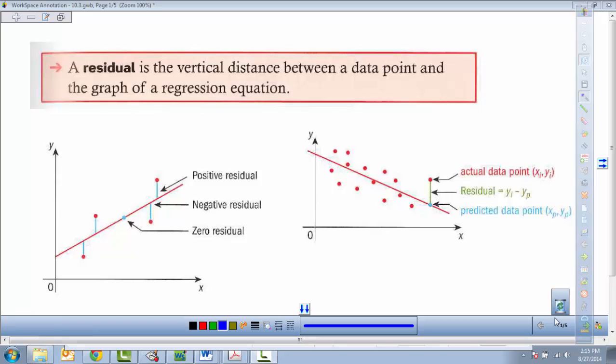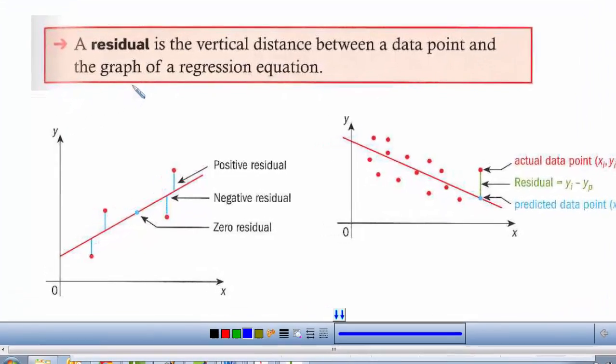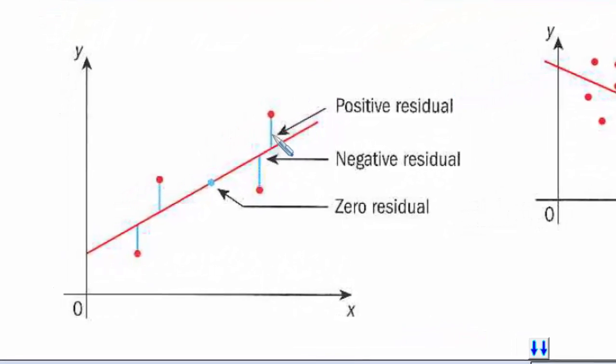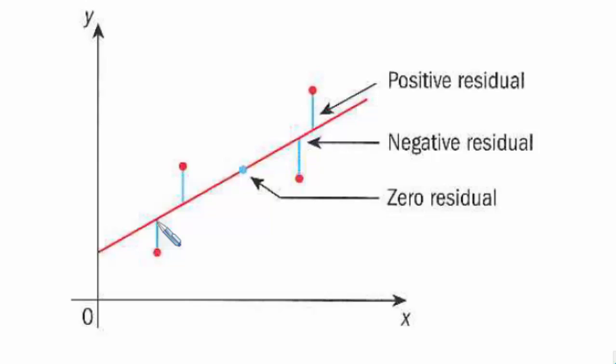Today we're going to talk about how we can all end up with the same line of best fit, the same regression line. And to do that, we're going to think about this thing called a residual. A residual is the vertical distance between a data point and the graph of our regression equation. So looking at that, that's this distance that's shown in blue for each of these points.